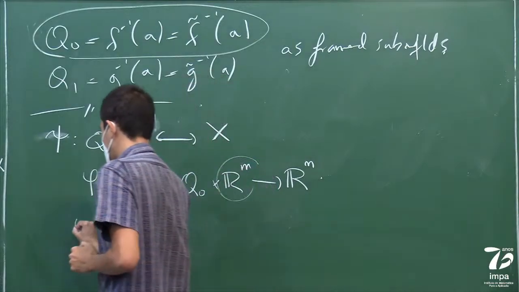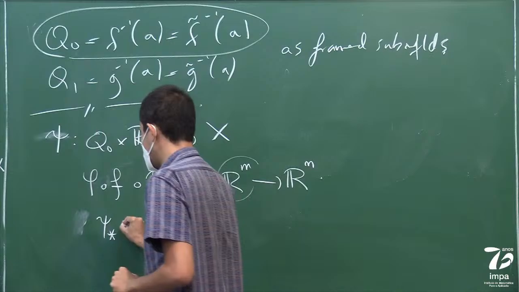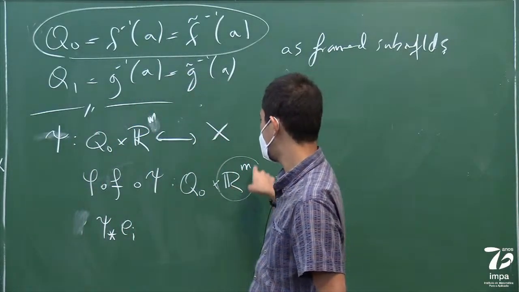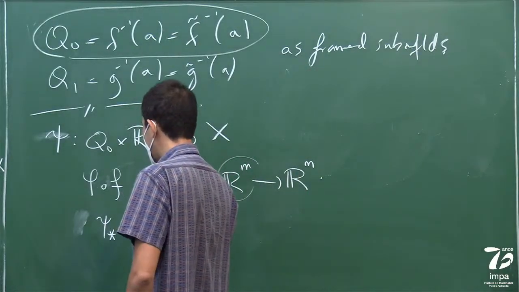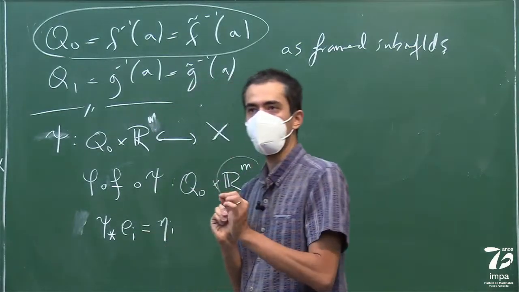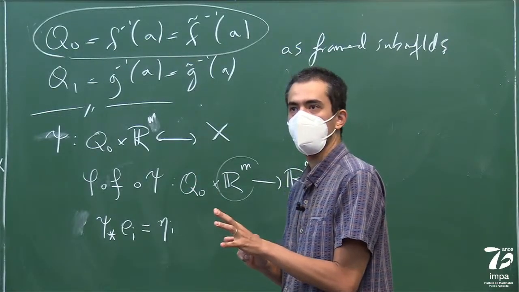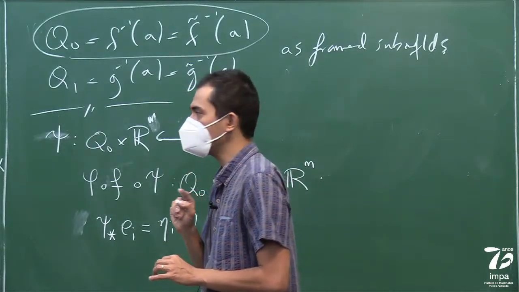So let me write this down. When I look at psi star of Ei, where Ei is an element of the canonical basis here, that will bring me exactly to the framing, the ith element of the framing at whichever point I am of Q0.